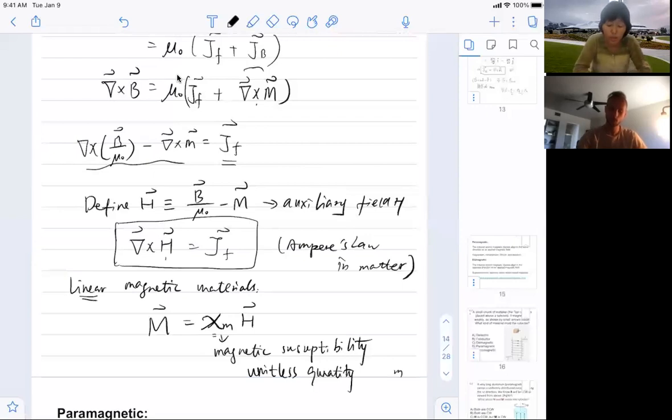Okay, so depending on how your material responds, we have divided our material into two types. If you give an external field to the material and the magnetization points in the same direction as your external field, we call these materials paramagnetic. If you give the material an external field and it has a magnetization in the opposite direction of your external field, we call these materials diamagnetic.